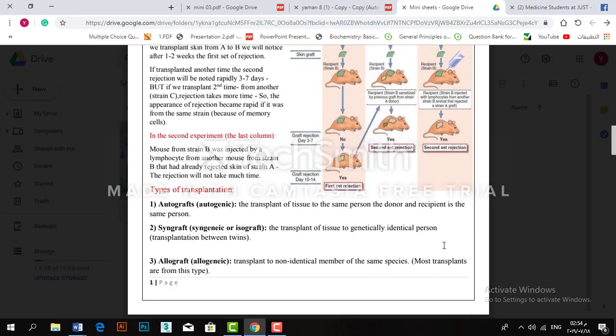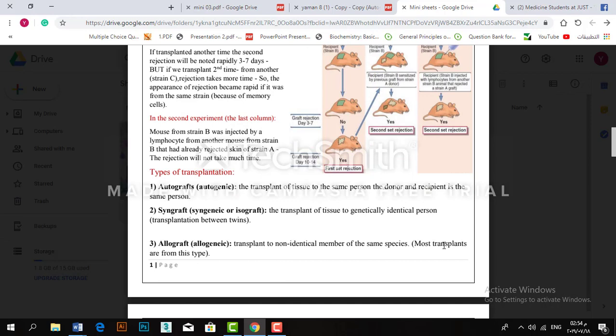In the second experiment اجى شو عمل؟ جاب ماوس from strain B. Okay, وهذا الماوس بي was injected by lymphocytes from another mouse from strain B that is already injected from strain A. إذا هو جاب ماوس بي، وهذا الماوس بي حقنه بإيش؟ بليمفوسايتس اللي من ماوس بي اللي أخذ من ماوس A بالتجربة في الفيرست بالعمود الأول. تمام؟ برضو ال rejection will not take time. ليش؟ لأنه الميموري.